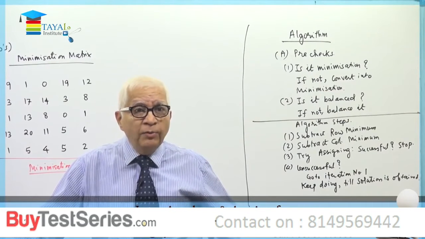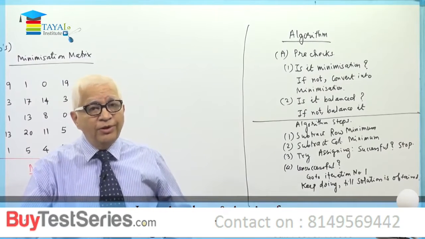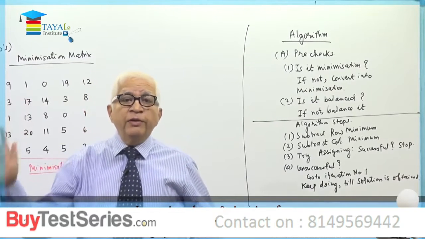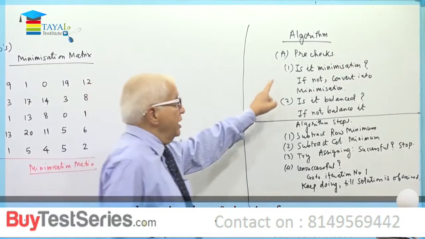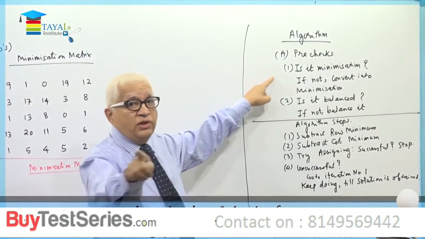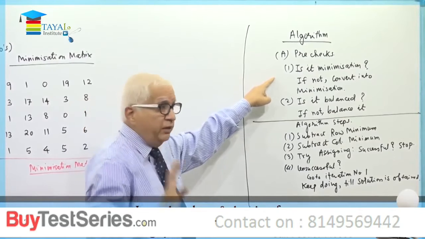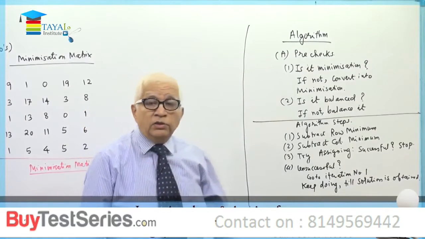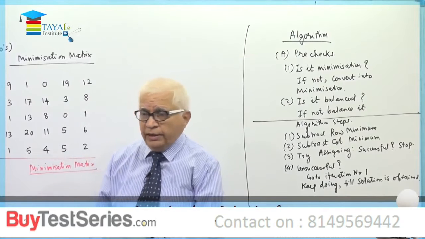So, looking at the problem, we should be able to make a guess as to whether this is a maximization problem or a minimization problem. Obviously, the given problem here is for maximization, so it fails my first check. Is it a minimization problem? The answer is no, it is not a minimization problem. It's a maximization problem because the sales are required to be maximized. So pre-check number 1 has failed. So what do we do? Fine. These are pre-checks.